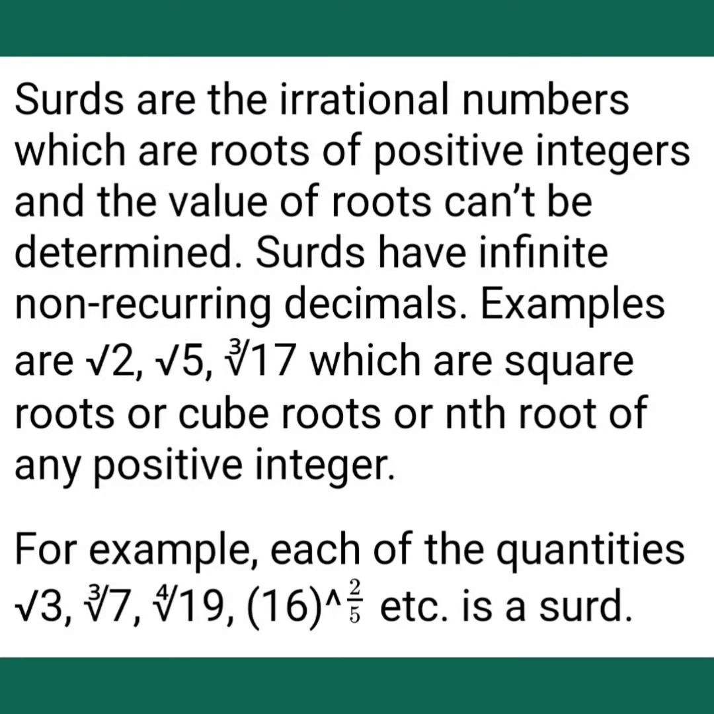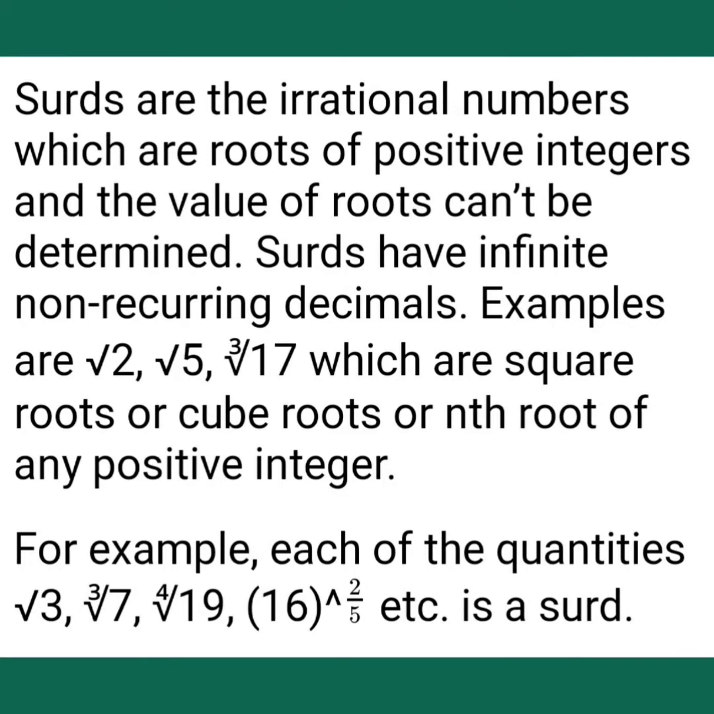Now we will see what a surd is. A surd is an irrational number. Surds are the irrational numbers which are roots of positive integers, and the value of the roots cannot be determined. Surds have infinite non-recurring decimals.